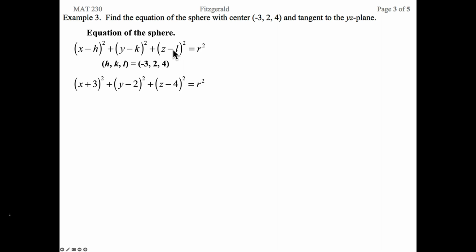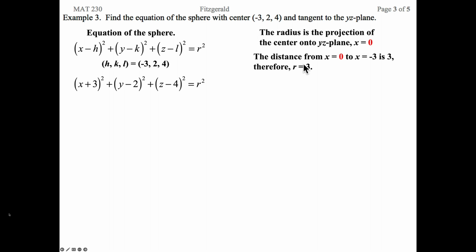All right, example 3. Find the equation of a sphere with the center at (-3, 2, 4) and tangent to the YZ plane. So here's my equation. There's the center. That's your h, your k, your l. Notice the sign change from the point into the equation. To find your radius, we have to be tangent to the YZ plane. That's like saying put a projection of this point onto this plane. Well, the X is missing. So your shadow is going to cover a distance from -3 to 0. So that's going to be a distance of 3. So my radius is 3. Square it, you get a 9, and there's our equation.